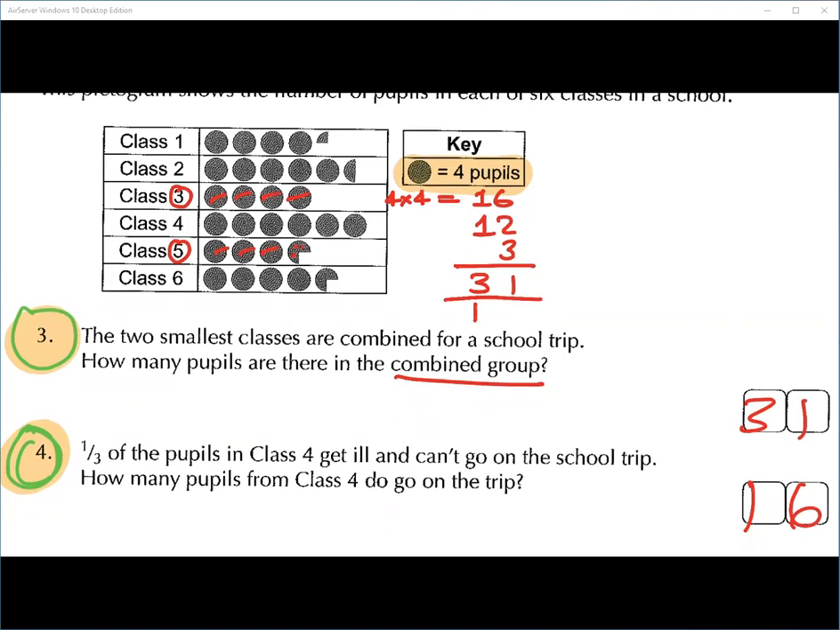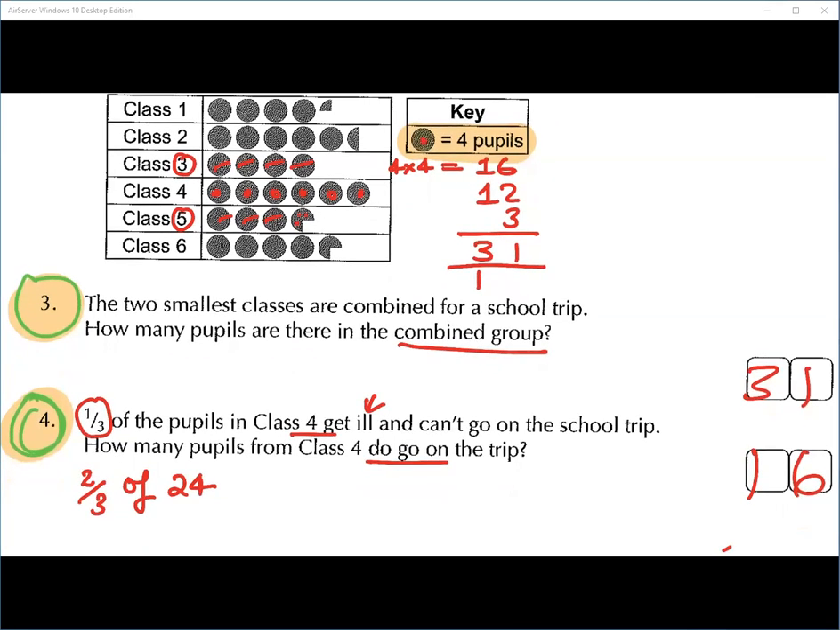Next question. Do number 4 as well. A third of the pupils in class 4 get ill and can't go on a school trip. How many pupils from class 4 do go on the trip? So if 1/3 are ill, how many are healthy? 2/3. So 1/3 are ill, the other 2/3 can go. So you got to look at 2/3 of the number of students in class 4. So you got 4, 8, 12, 16, 20, 24, because each circle is 4 pupils.